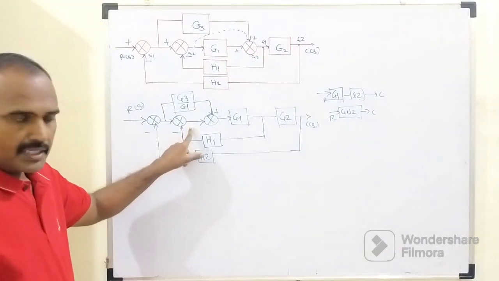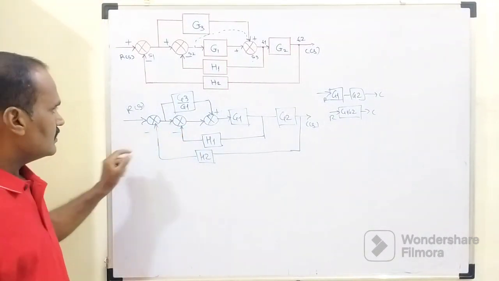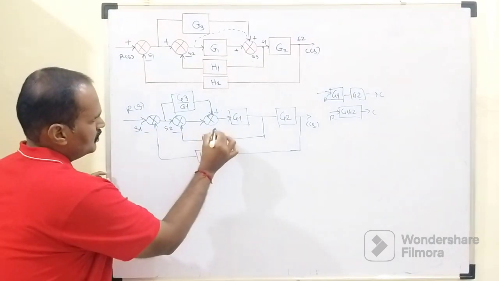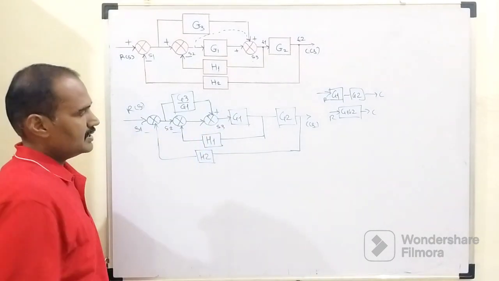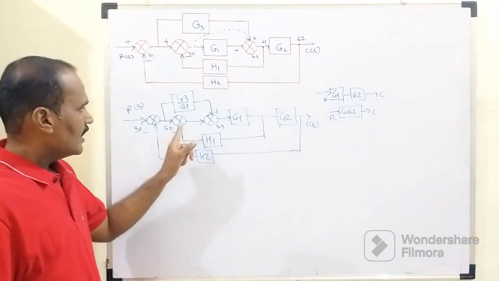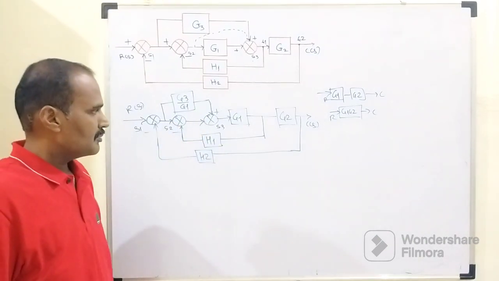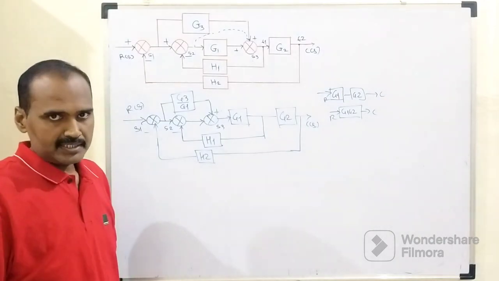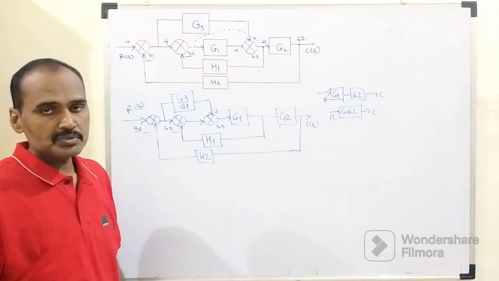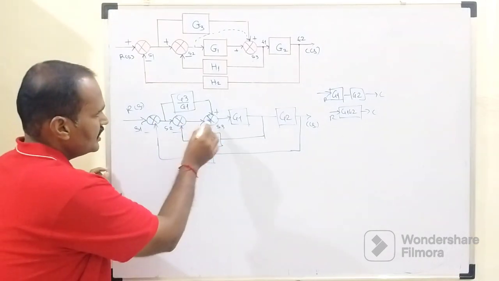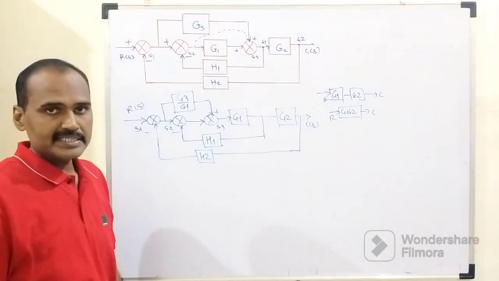And within the same step, as you can see, suppose this is summing point number 1, this is summing point number 2 and summing point number 3. So here clearly we can say that between summing point number 2 and summing point number 3, we don't have any further elements connected between these two successive summing points. So we come to this conclusion that these two summing points are connected in series form.